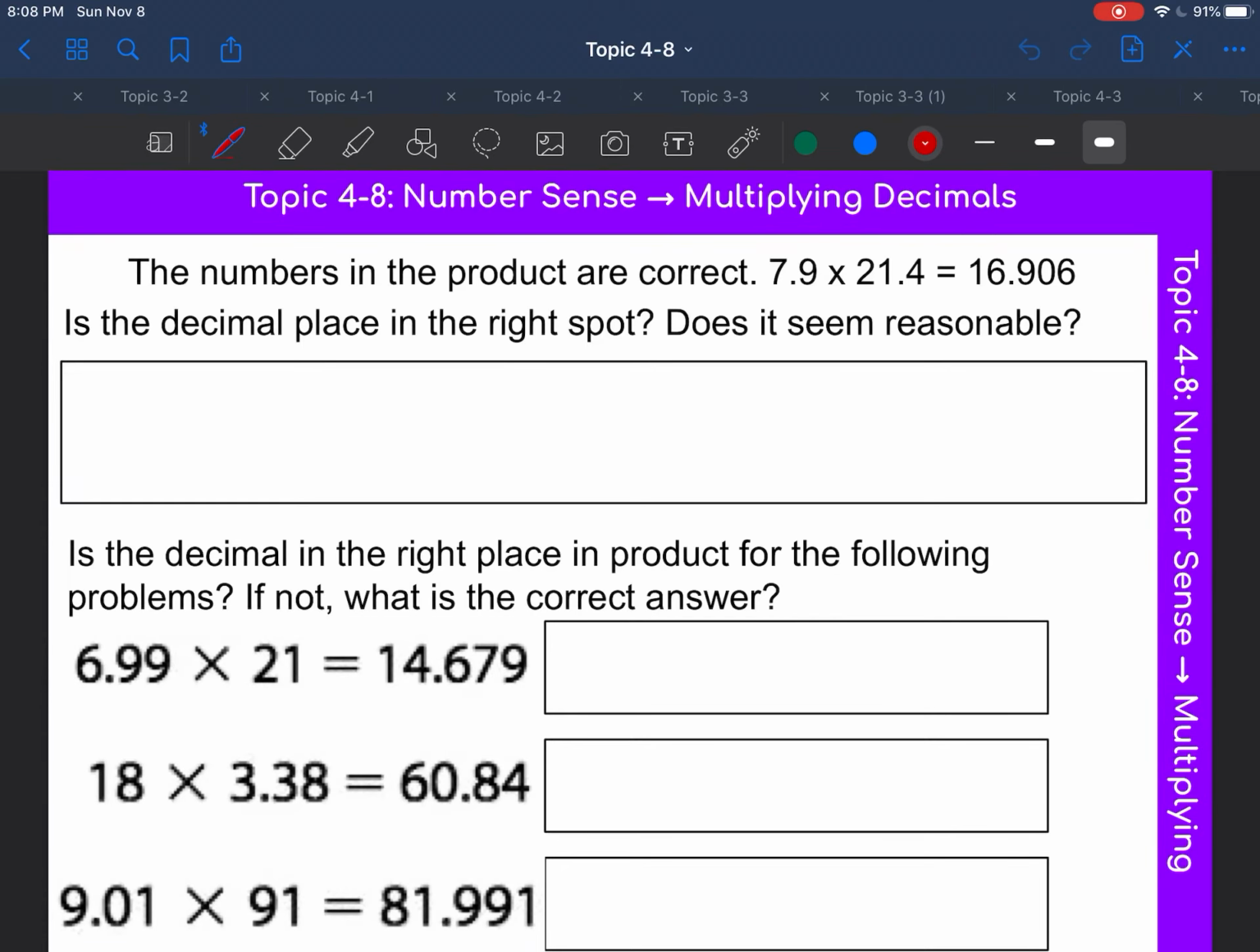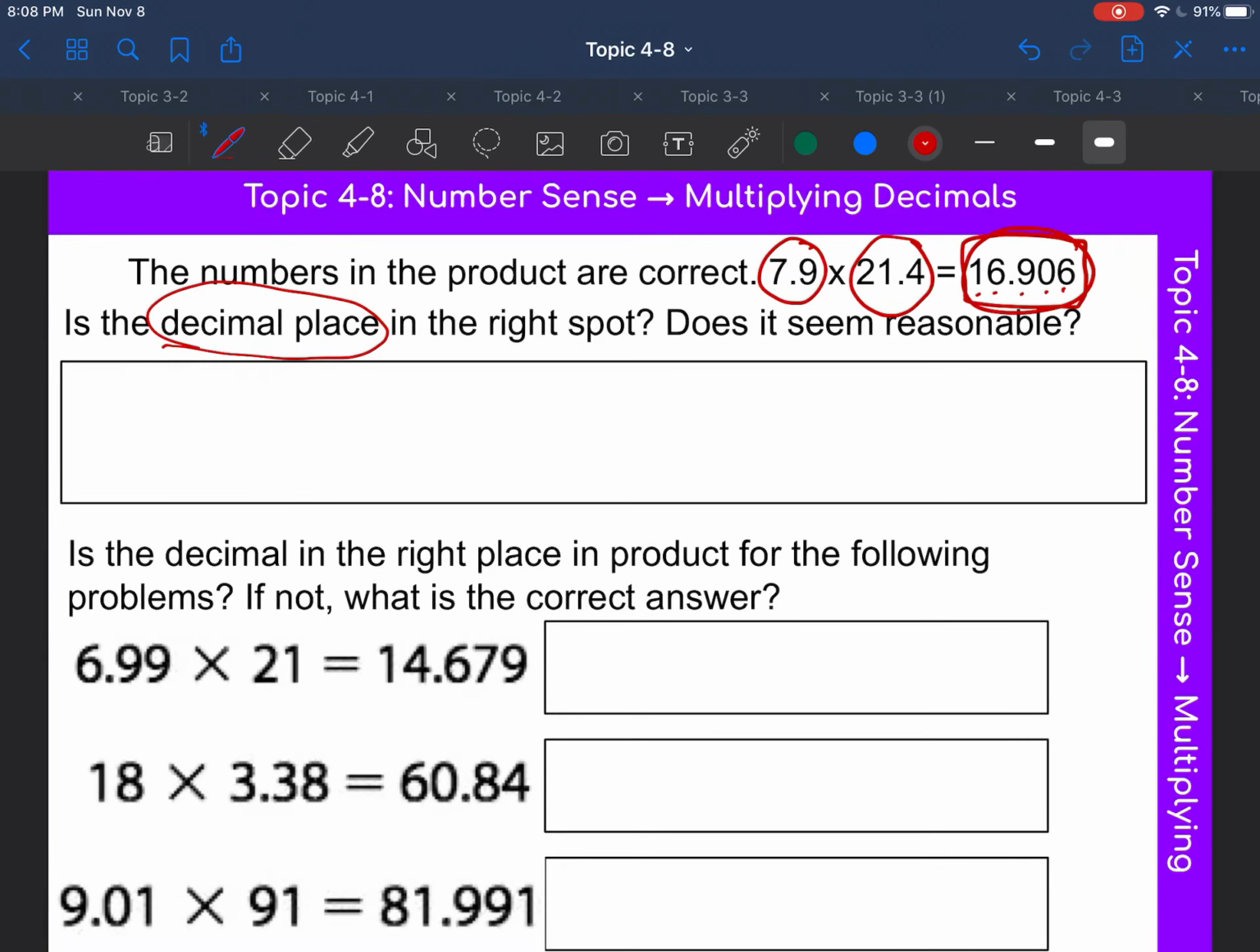So the numbers in the product are correct. We're multiplying 7 and 9/10 times 21 and 4/10, and the person that did this problem got 16 and 906 thousandths as their answer. All of these numbers, the 1, the 6, the 9, the 0, and the 6, are correct. But what they're asking is whether the decimal place is in the right spot. So does this answer, 16 and 906 thousandths, seem reasonable for 7 and 9/10 times 21 and 4/10? What do you think?